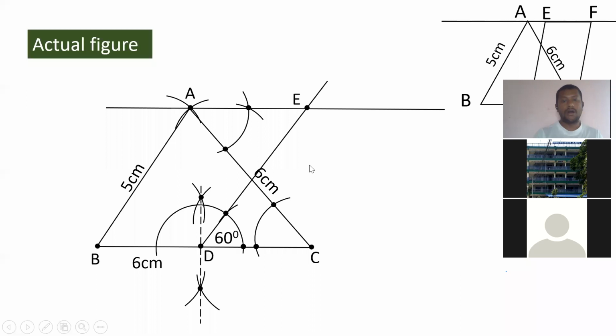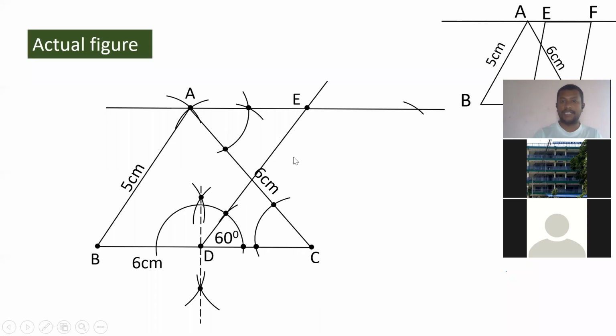So we all know opposite sides of parallelograms are equal. So DE must equal CF. So measure DE with the help of compass and taking C as center, take an arc. This is the arc taken with C as center with radius equal to DE.